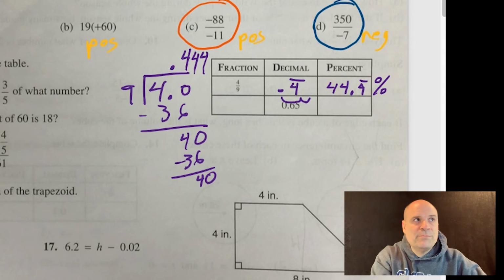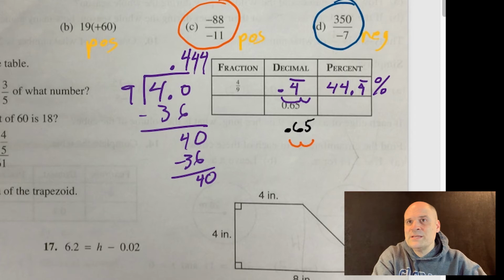All right, so this is a 0.65. I kind of wrote over it, sorry. So how do you change a decimal to a percent? Well, you just move it over 2 places. So that's nice. That becomes a 65%.